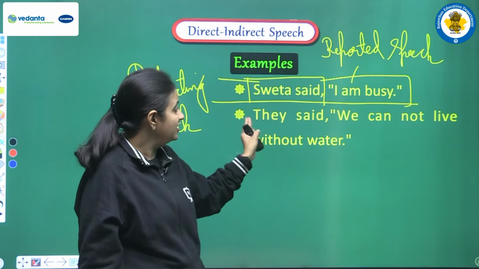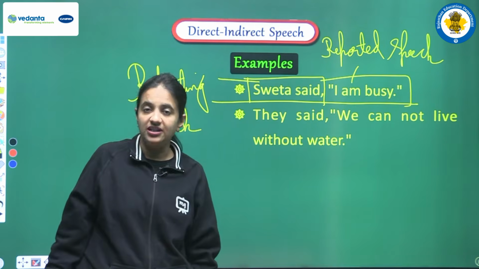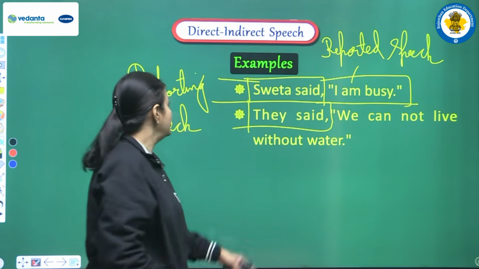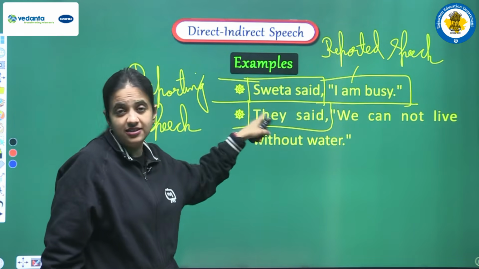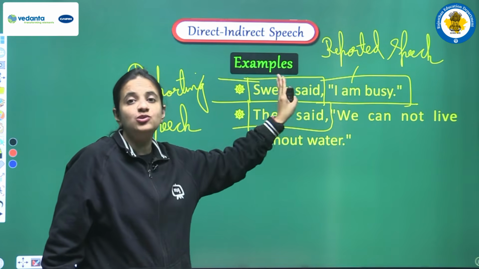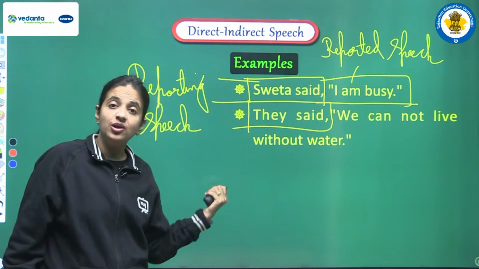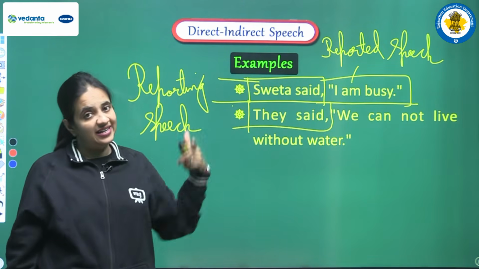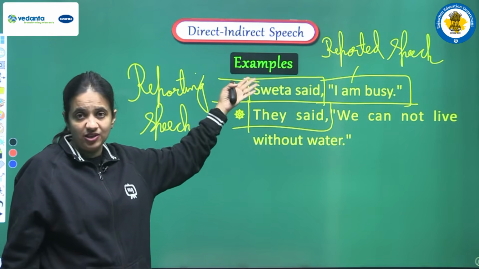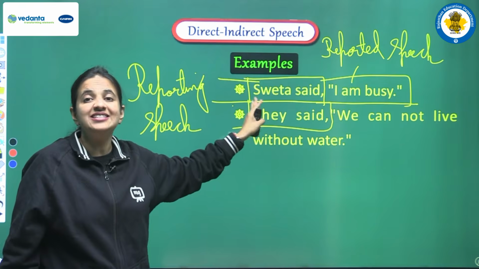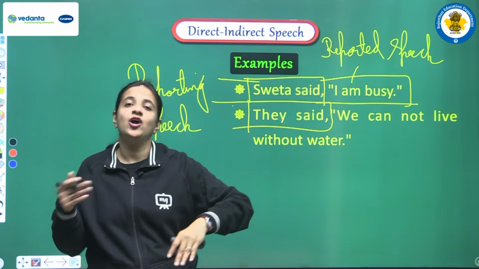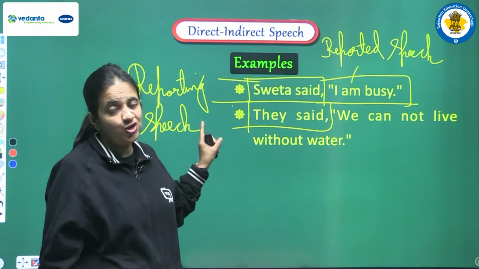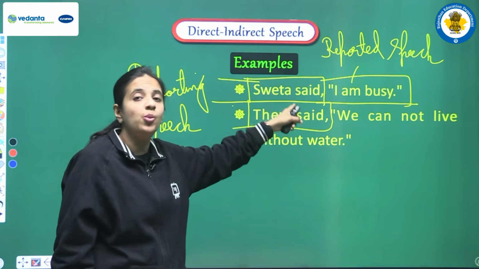Second example we are having: They said, "We cannot live without water." Again we can do a proper analysis. We can see that "they said" is the example of reporting speech. This is the name of the speaker, and "said" is the verb, and this part is known as reporting verb. In this example we are having noun, in this example we are having pronoun, and they can be singular also, like Shweta, it's a singular one, and we can have plural also, that is they. So we can have noun also, we can have pronoun also, we can have singular or plural, but there should be a name of the speaker and there should be one verb.